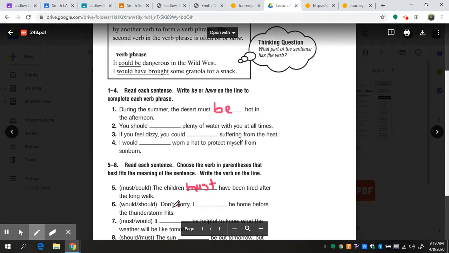Let's do another one. Don't worry, I blank be home before the thunderstorm hits. I would be home before the thunderstorm hits. I should be home before the thunderstorm hits. Now, both of them can sound okay. We need to ask ourselves, what is the context of this sentence? I'm letting my reader or the person I'm speaking to know that there is a chance that maybe I won't be home. So we need to pick the one that would indicate that it's not 100% certain. And in that instance, the word here should be should.